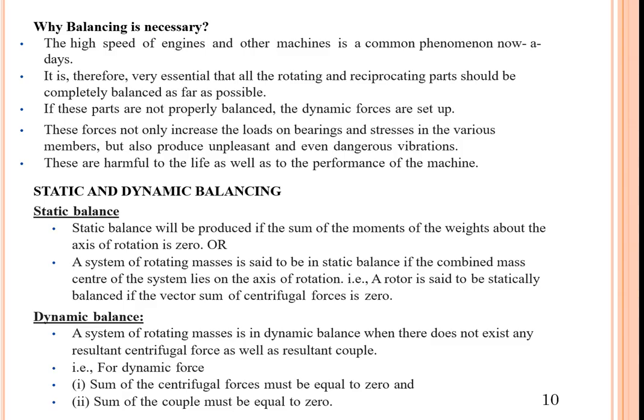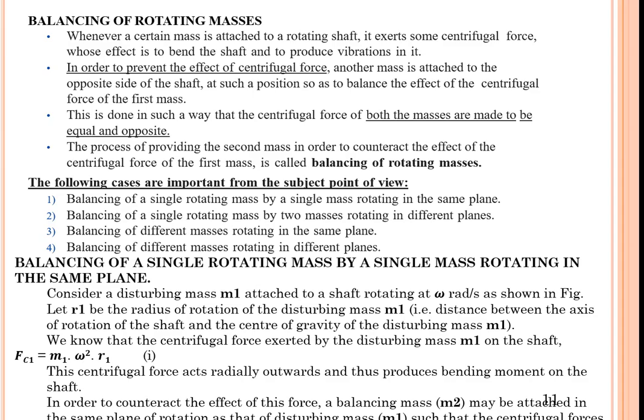Further, we'll see what static balancing and dynamic balancing are. Static balance is achieved if the sum of the moments of the weights about the axis of rotation is zero. For dynamic balancing, we expect the sum of the centrifugal forces to be equal to zero and the sum of the couples to be equal to zero.